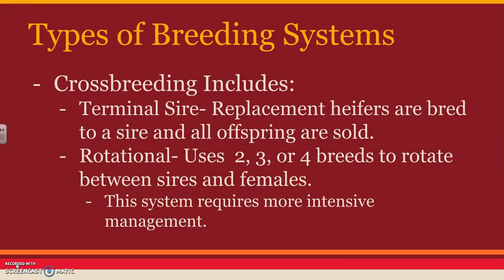So crossbreeding includes a couple different things. Terminal sire, so this is where replacement heifers are bred to a sire, and then all of their offspring are sold. None of the offspring are kept for breeding stock.